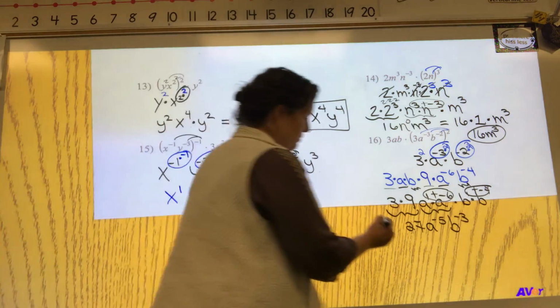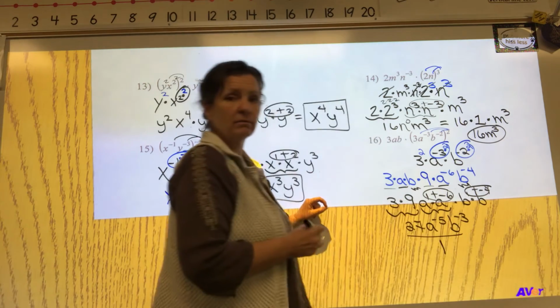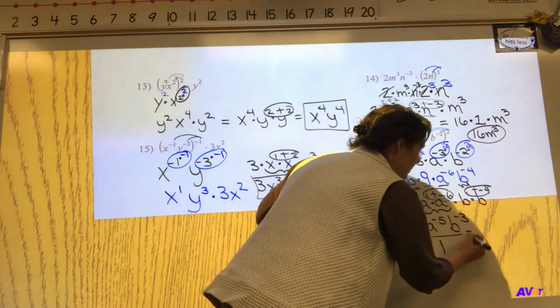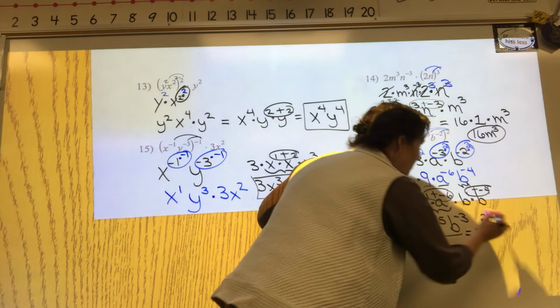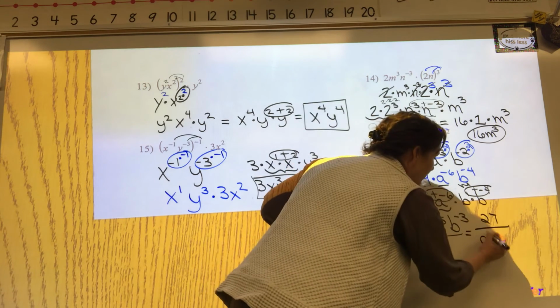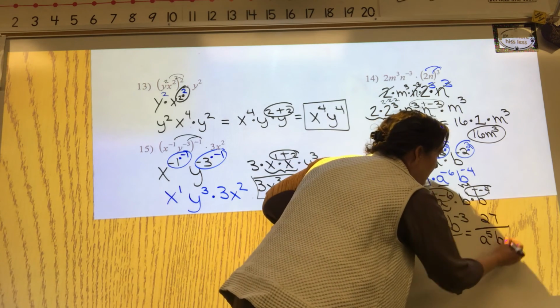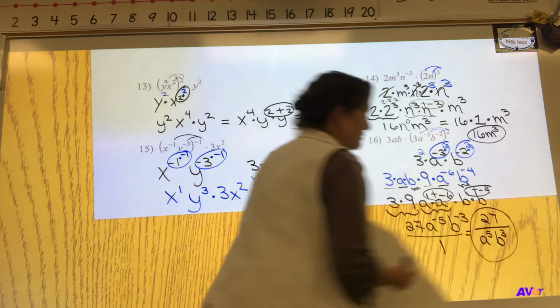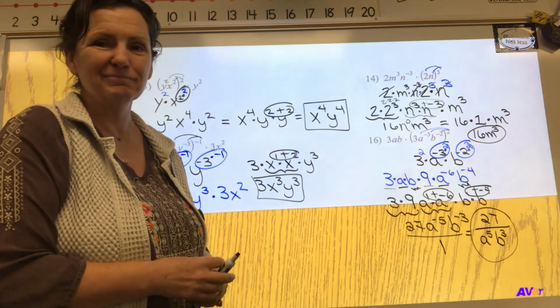And that's not allowed. So we're going to put it all over 1, and we're going to move what needs to be moved. The 27 will be on the top. The a to the 5th will be downstairs, and the b to the 3rd will also be downstairs. Final answer.